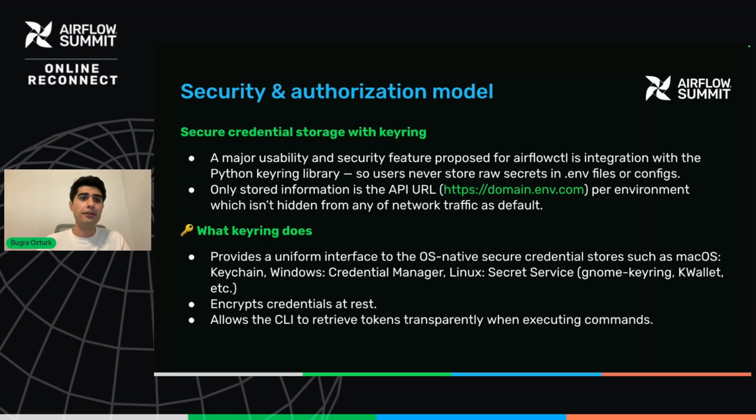Of course, you cannot hide your URL in any way if you are communicating over a network. If you sniff the network, you will see the URL anyway. So we thought it's not a security measure we should take. The keyring allows us an encrypted environment to securely store our tokens. And Airflow CTL always retrieves the token whenever you call a command. So it's always in the keyring, not even in memory until the command starts.